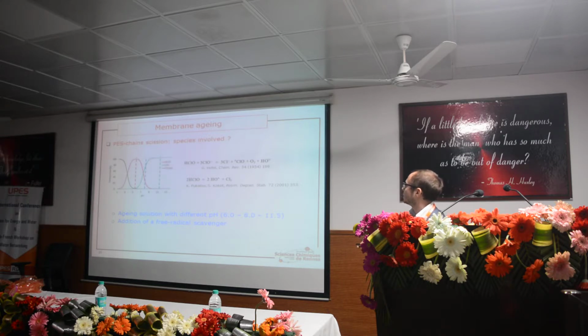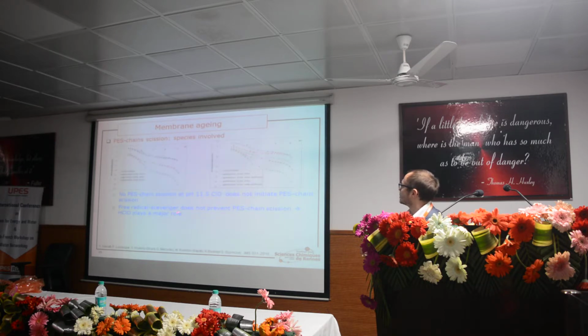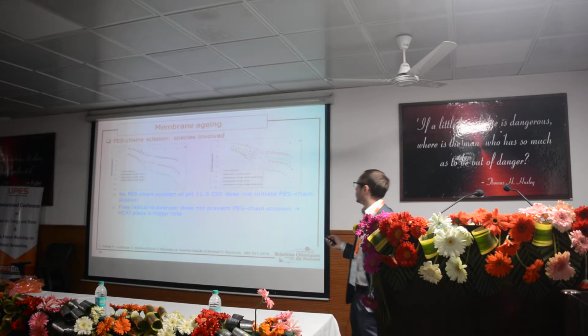We also applied it to understand a bit more what species is responsible for the PES chain scission: hypochlorite anions, hypochlorous acid, or maybe radical species. To do that, we performed experiments at different pH, also adding free radical scavengers. What we could see is that no PES chain scission occurs when the pH was high. So that means that hypochlorite anions were not responsible for PES chain scission.